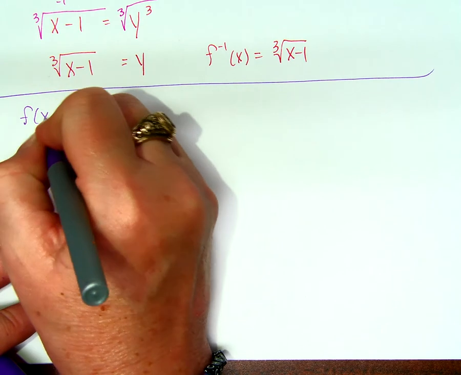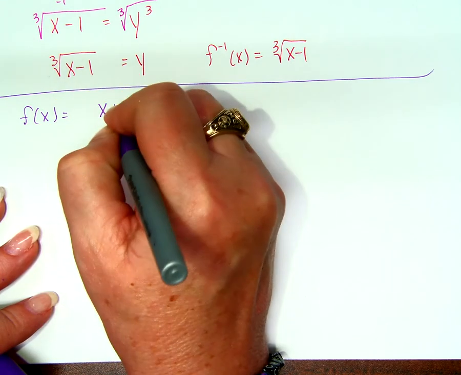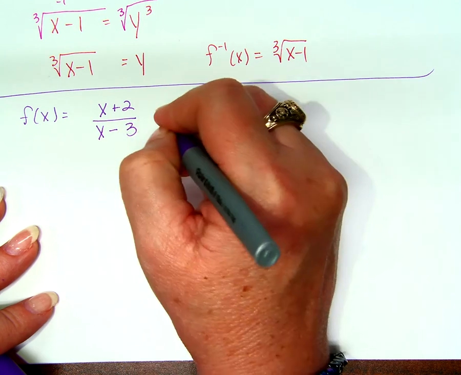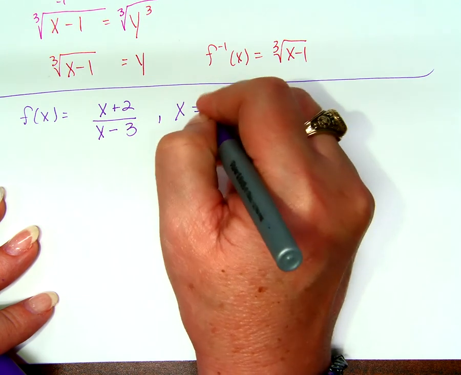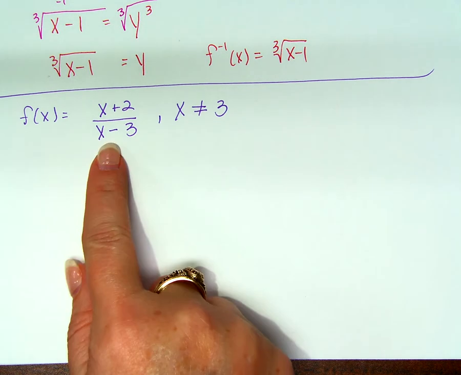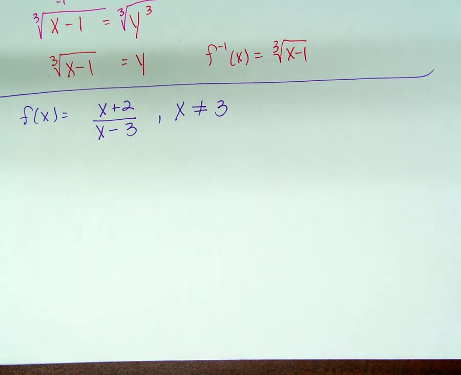f of x equals x plus 2 over x minus 3. And I'm going to tell you right now, x is not going to equal 3. Why do I need to tell you that? It would make the denominator equal to 0, so this wouldn't be a function anymore. It wouldn't work, right? Okay, but to find the inverse, I still do the same thing, right?